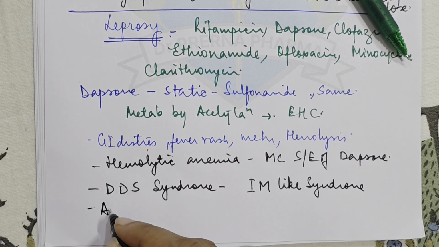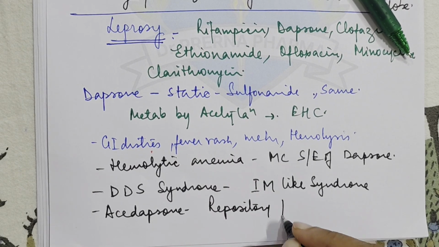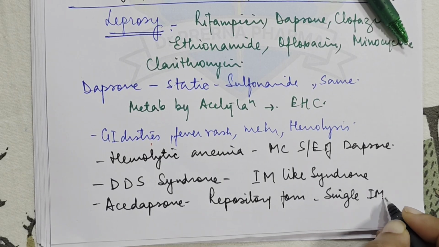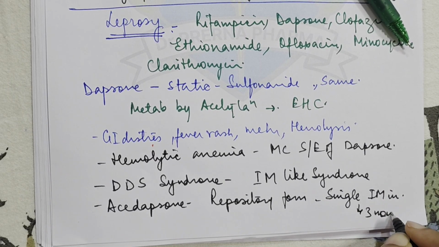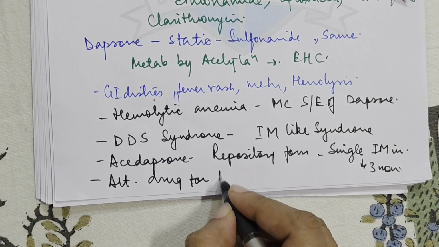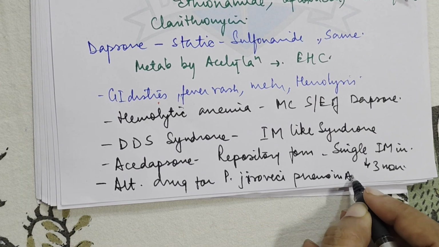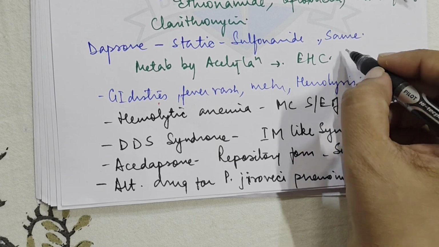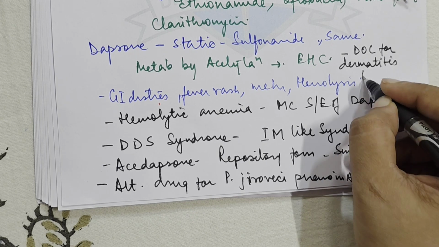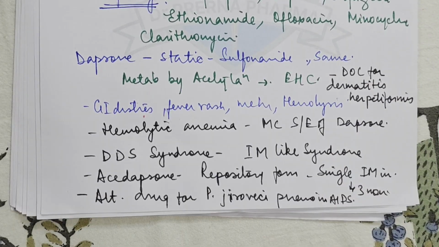Okay, now in this comes acedapsone. It is a repository form of dapsone, and here the single intramuscular injection is effective for 3 months. Dapsone is also the alternative drug for treatment of Pneumocystis jirovecii pneumonia in AIDS patients. Okay, I'll write it here, it is the drug of choice for dermatitis herpetiformis. Okay, so this is the detail about dapsone.